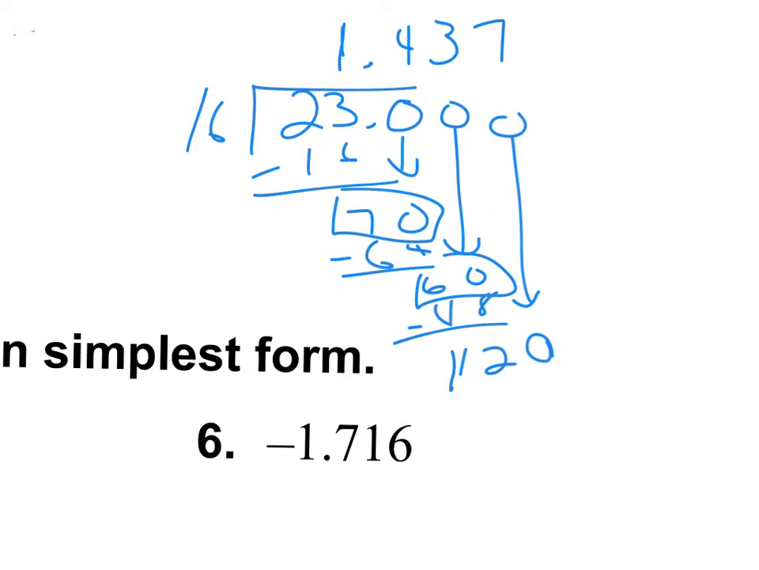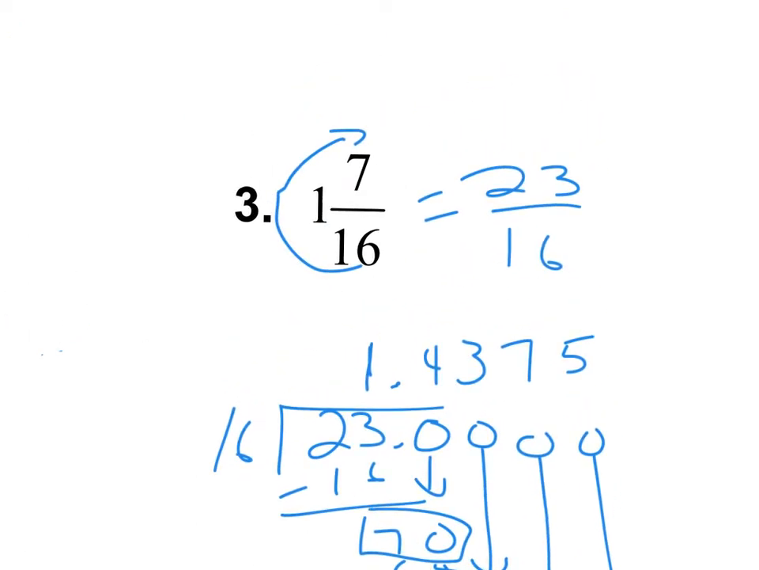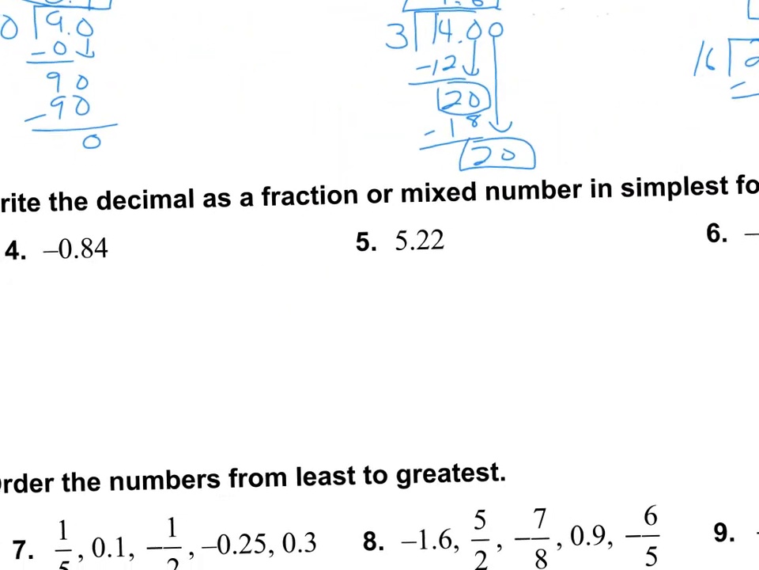So 16 times 7 is 112, so you get 112 here. Subtract it, you get 8. I have 0, 80. 16 goes into 80 5 times, and you end up with 80 minus 80. You have a 0, you got to the end, so your answer would be 1.4375. Make sure there's no negative sign, so my answer is just 1.4375. Okay? Alright, so now the next step.